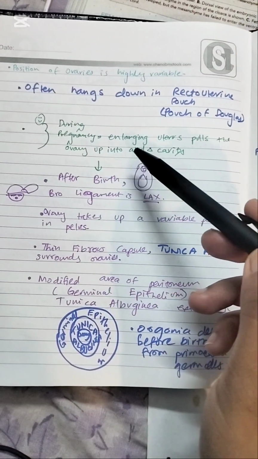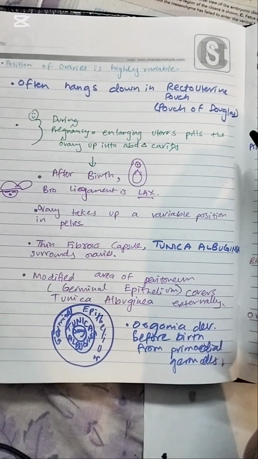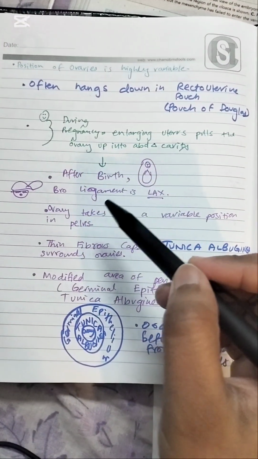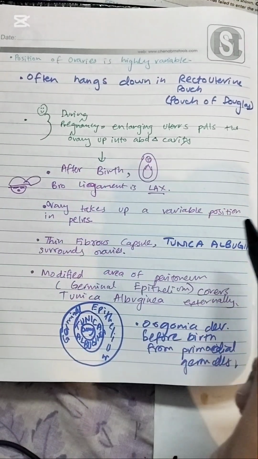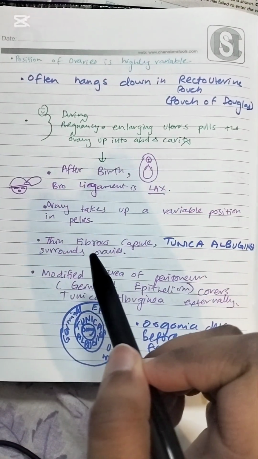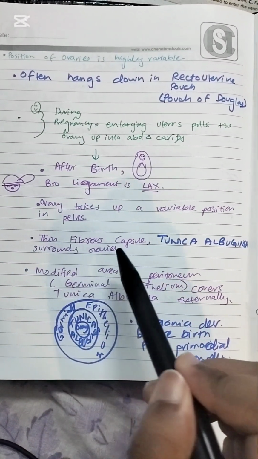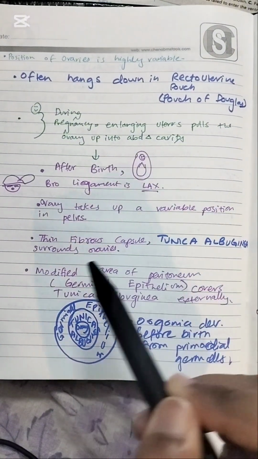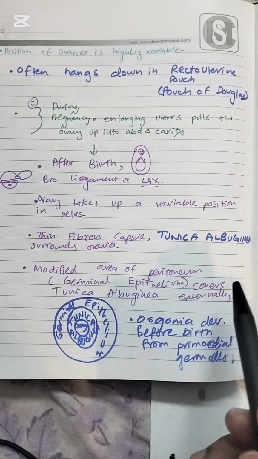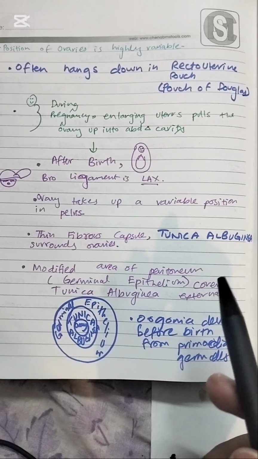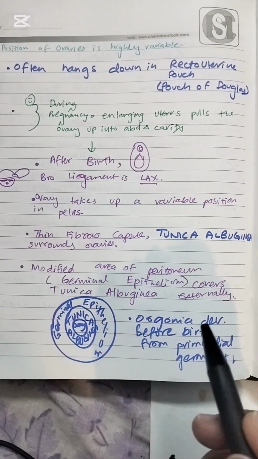During pregnancy, there is enlargement of the uterus, which pulls the ovary upwards into the abdominal cavity. However, after birth, the broad ligament becomes lax, so the ovary takes up a variable position in the pelvis. A thin fibrous capsule, called the tunica albuginea, surrounds the ovaries. Also, germinal epithelium, a modified area of the peritoneum, covers the tunica albuginea externally.